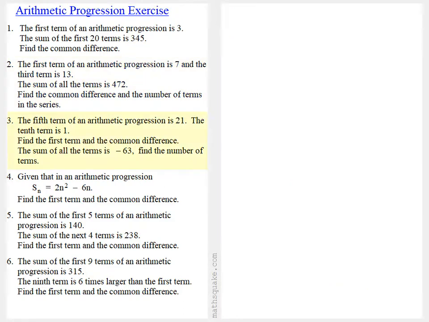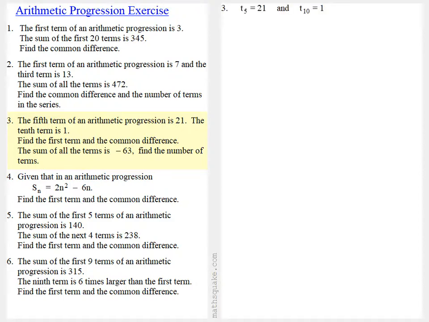In question 3, we're told the fifth term of an arithmetic progression is 21. The 10th term is 1. Find the first term and the common difference. We're then told the sum of all the terms is minus 63. Find the number of terms.